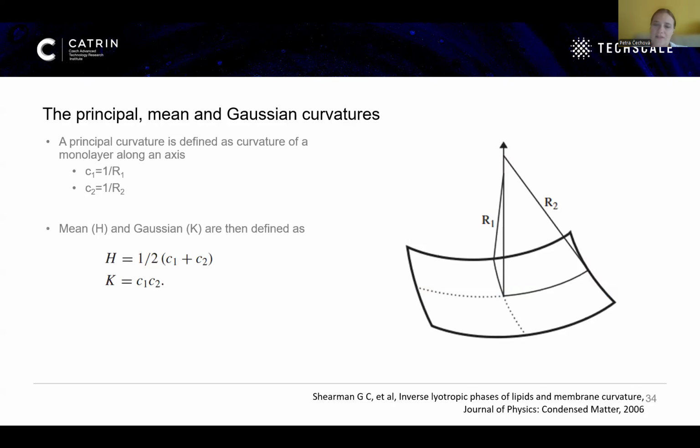So to have some theory behind this, the theory is pretty simple. You have a curved monolayer, single layer, that has two principal curvatures, which are defined as the radius of the curvature in the two principal axes. Then the mean and Gaussian curvatures are defined either as the mean or as the multiplication of these two principal curvatures.